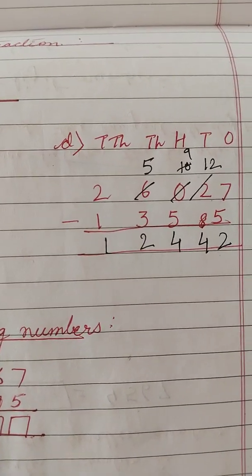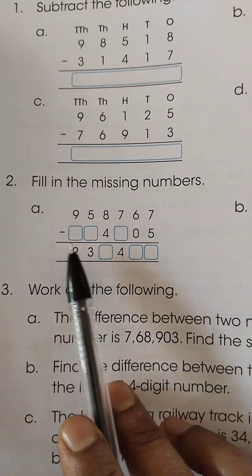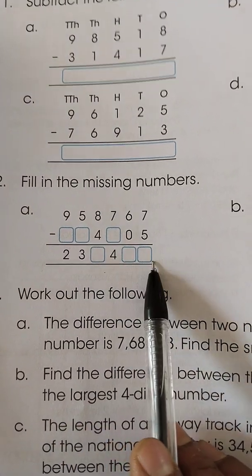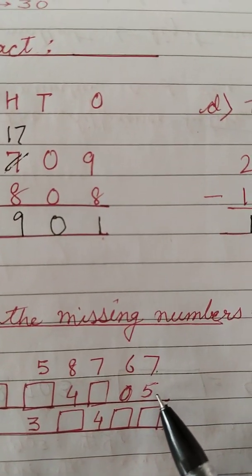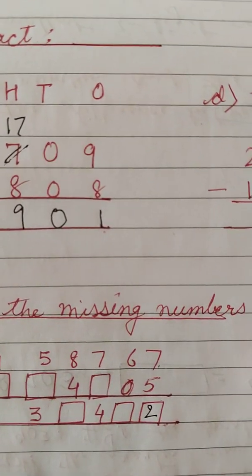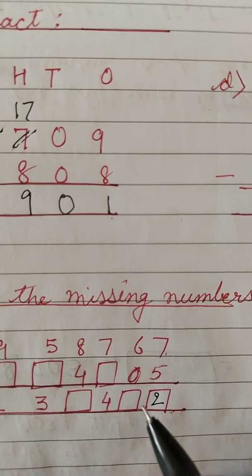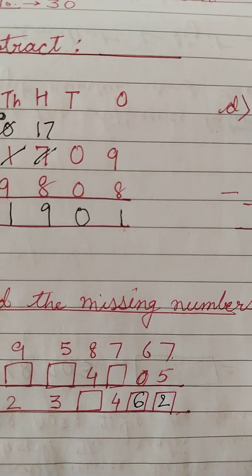Okay, now children, moving to question number 2, fill the missing numbers. So here children, these boxes we need to fill with the correct numbers. Let's start children. You can see 7 minus 5. Yes, it is 2, right here 2. 6 minus 0, 6. Very good, right here 6.